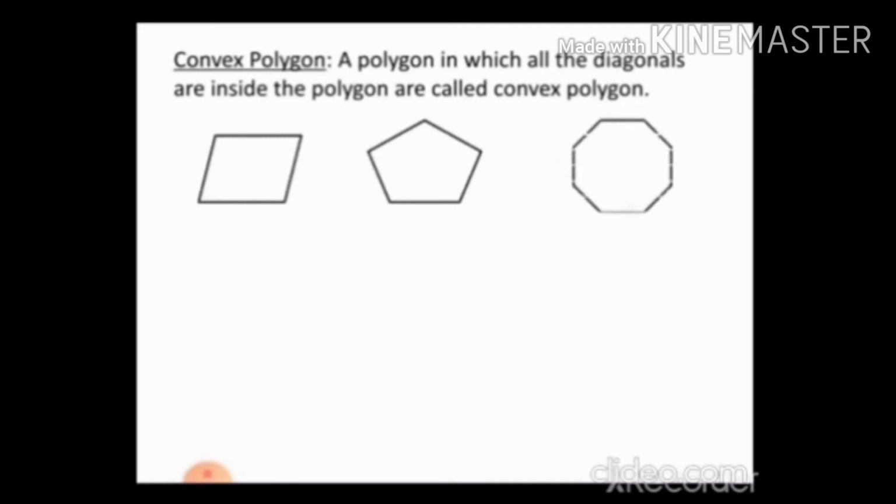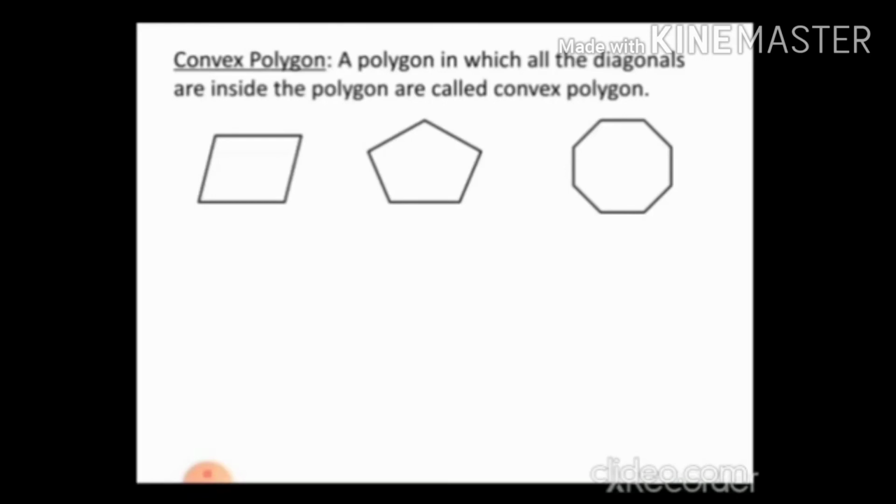Now the next is convex polygon. A polygon in which all the diagonals are inside the polygon is called a convex polygon. Let us take the example of a parallelogram. Next is pentagon, then octagon. These are convex polygons in which all the diagonals will lie inside the polygon.